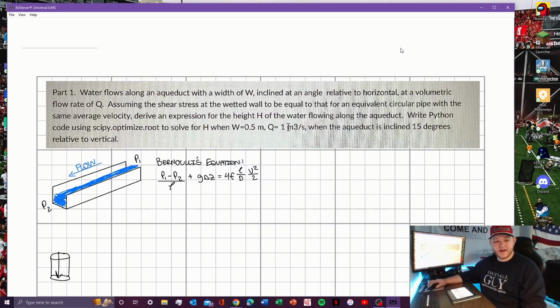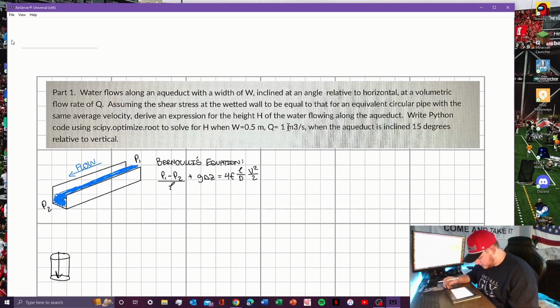All right, this is homework 5, part 1. Water flows along an aqueduct with a width W inclined at an angle relative to the horizon at a volumetric flow rate of Q, assuming that the shear stress at the wetted wall to be equal to that of an equivalent circular pipe with the same average velocity. Derive an expression for the height h of the water flowing along the aqueduct.